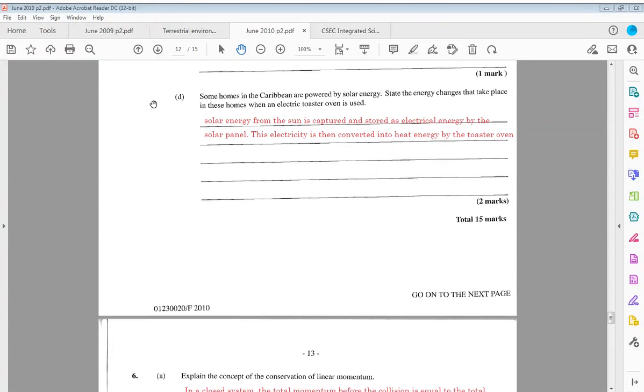And the last one for this question, some homes in the Caribbean are powered by solar energy. State the energy changes that take place in the homes when an electric toaster oven is used. So this is dealing with energy conversion here, right? So we're going from solar energy from the sun being captured and stored as electrical energy by the solar panel. Then this electric energy is converted into heat energy by the toaster oven to cook the bread or whatever is placed in it.